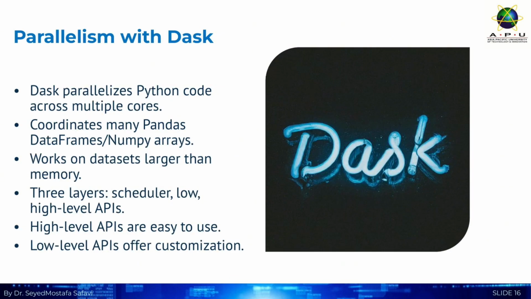If Joblib is a traffic cop, Dask is the orchestra conductor for parallel Python. Dask's superpower is coordinating vast amounts of data, pandas DataFrames and NumPy arrays, across multiple cores, even when the data is larger than your computer's memory. It has 3 key layers: the scheduler, the conductor, and the low and high-level APIs, the sheet music. We'll dive into what those APIs do next, but remember, Dask is how you scale from your laptop to a cluster with thousands of cores.